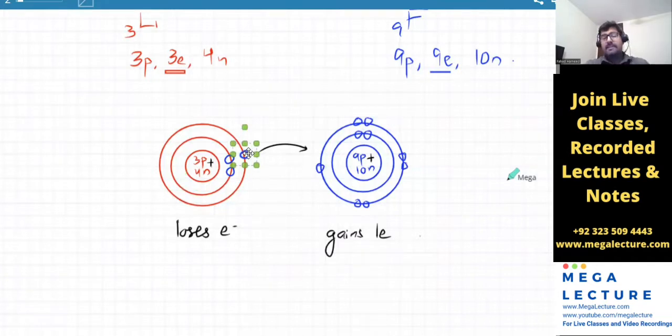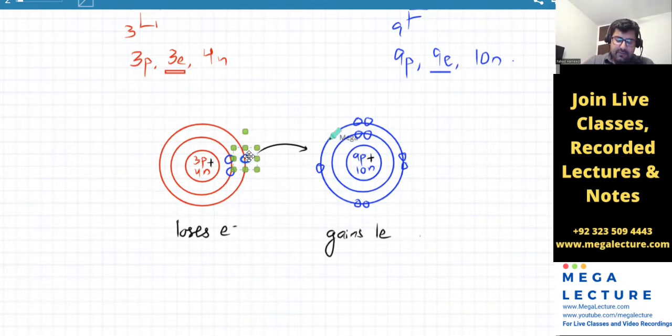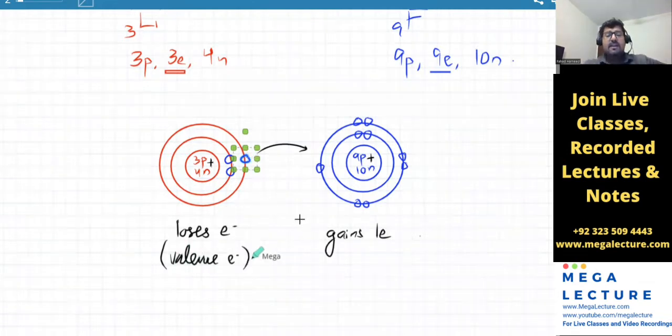So remember this: when metals lose electrons, they only lose outer shell electrons or valence electrons. But it's going to be extremely hard to lose these electrons because they're very close to the nucleus. So they're very strongly or tightly attracted to the nucleus over here.